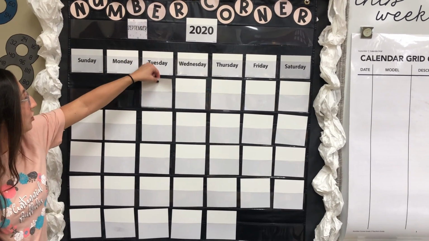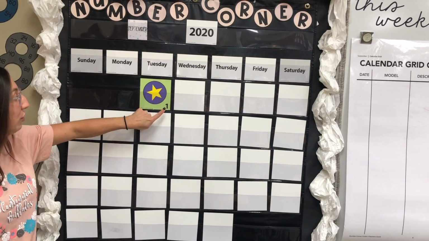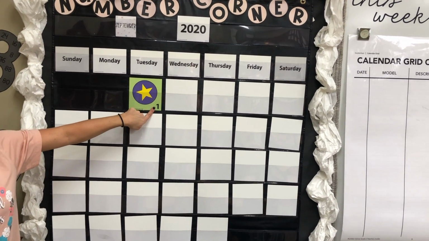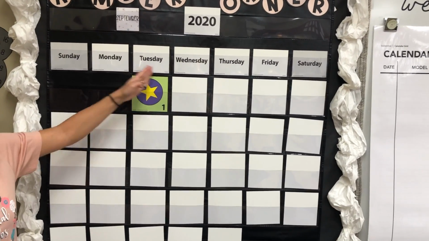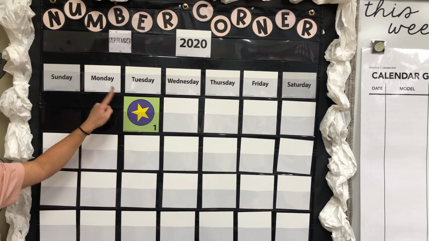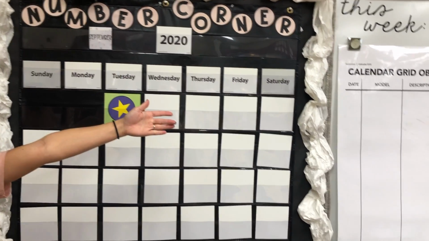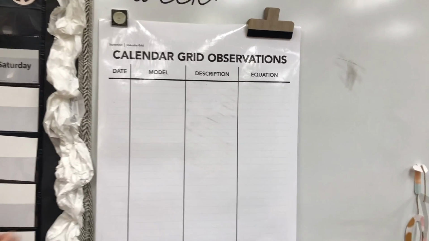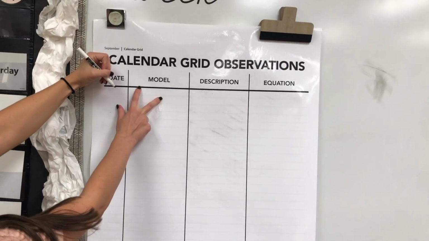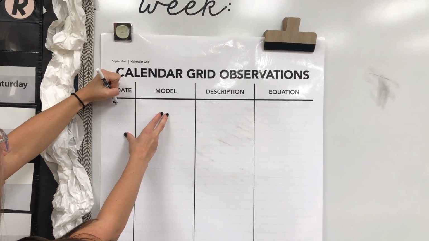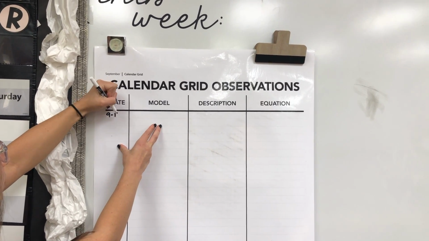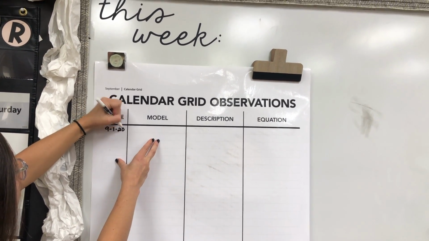Let's get started. So this would be for September 1st. Notice it's a 1. That's for the 1st of September. Let's look at what we see. I see a circle and I see a star. I'm going to go over to my calendar grid and I'm going to make some observations. First, I'm going to start by writing the date. It was September 1st. I'm going to start with a 9, which stands for September, 1 for the 1st, and then it's the year 2020.